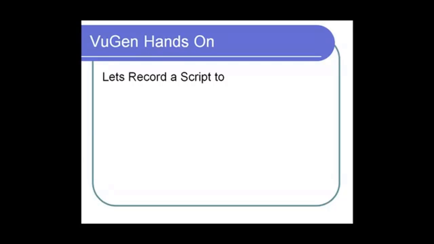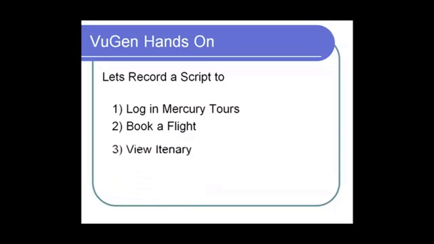Let's record a script in VuGen 2. Log in to Mercury Tours, book a flight, view the itinerary, and sign off from the application.